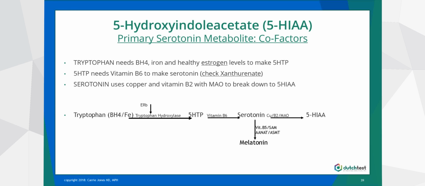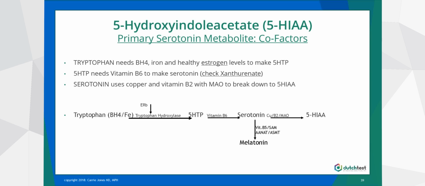So where does it come from? Well, it comes from tryptophan. And tryptophan needs biopterin, iron, and healthy estrogen levels to make 5-HTP. What do I mean by healthy estrogen levels? Well, estrogen, when it's in the brain, binds to estrogen receptor beta, and estrogen receptor beta in the brain increases the mRNA to make tryptophan hydroxylase. And tryptophan hydroxylase is the rate-limiting step for making 5-HTP. So if you have an estrogen problem, you may have a 5-HTP problem. And I'll talk about that a bit on the next slide.